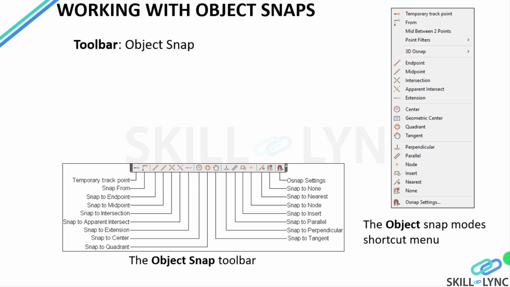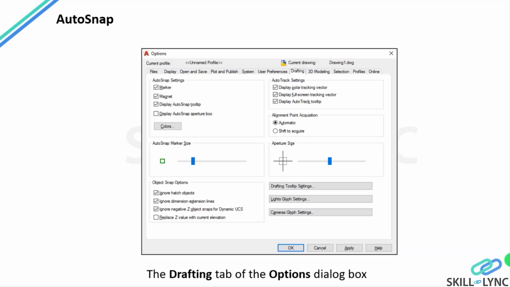So there are certain snapping options that you can see in the left and the right, where we have the shortcut menus as well as the object snap toolbar. But here I would be taking you towards the very basics and how to start with object snap settings.